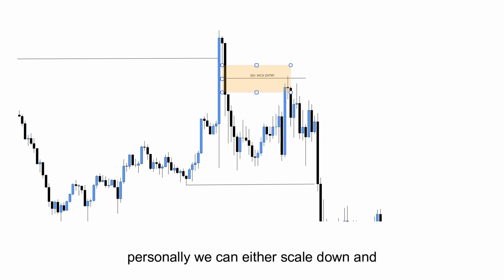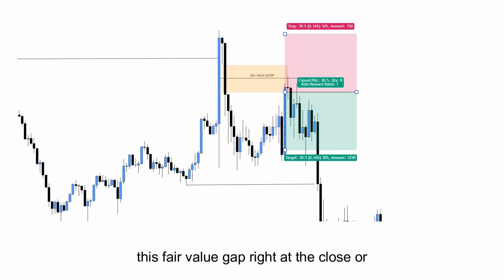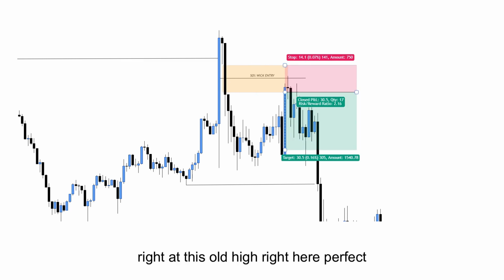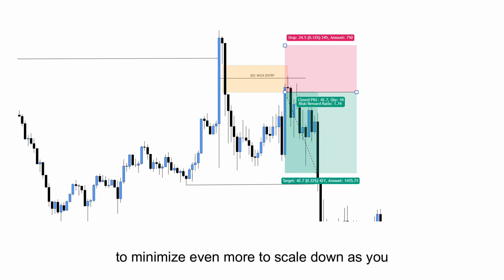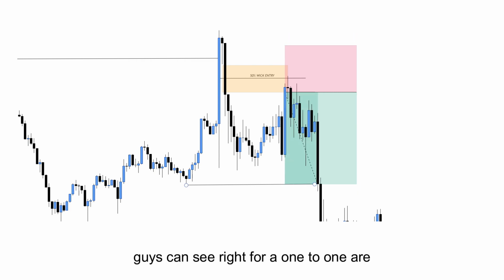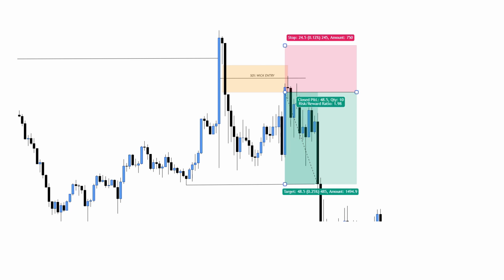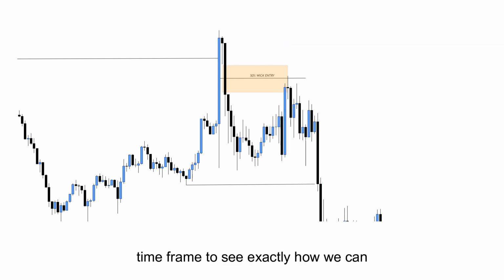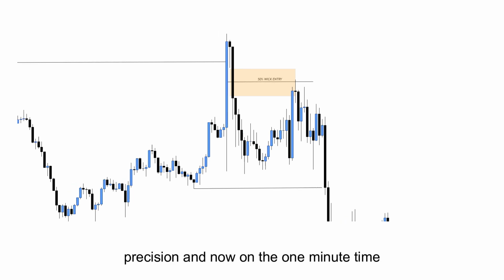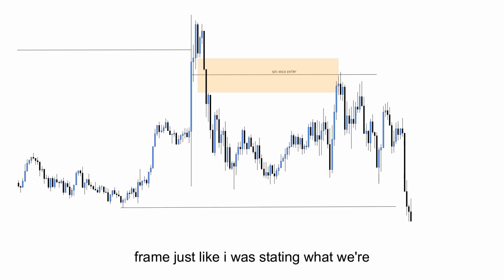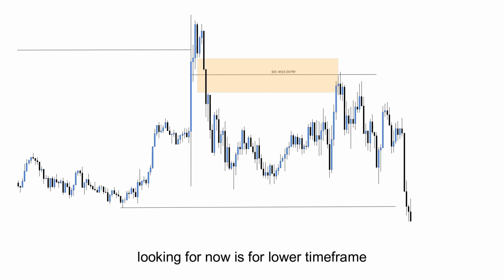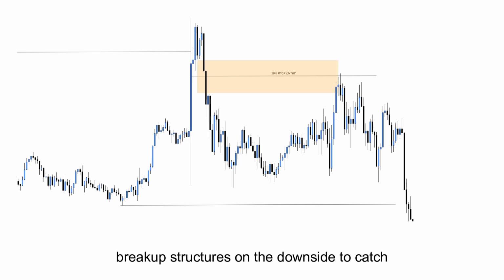So us personally, we can either scale down and minimize our entry right at the open of this fair value gap, right at the close, or right at this old high right here, perfect, to minimize even more, to scale down, as you guys can see, right for a 1:21R clean. But there's more price action on the 1-minute time frame to see exactly how we can execute this even more with proper precision. And now on the 1-minute time frame, just like I was stating, all we're looking for now is lower time frame breakup structures on the downside to catch us more confirmation entry.